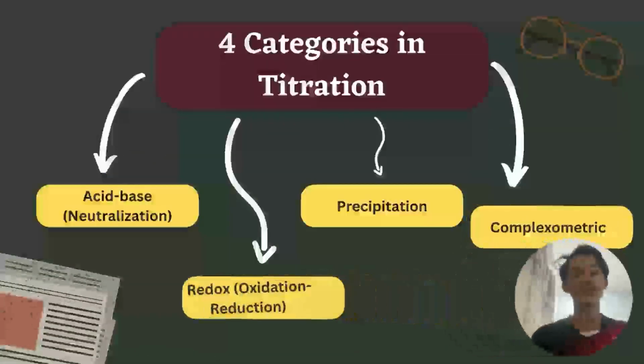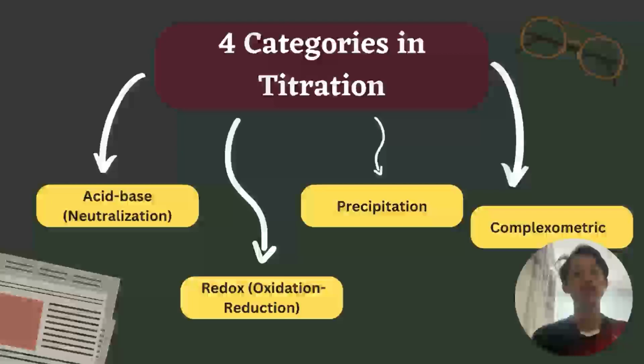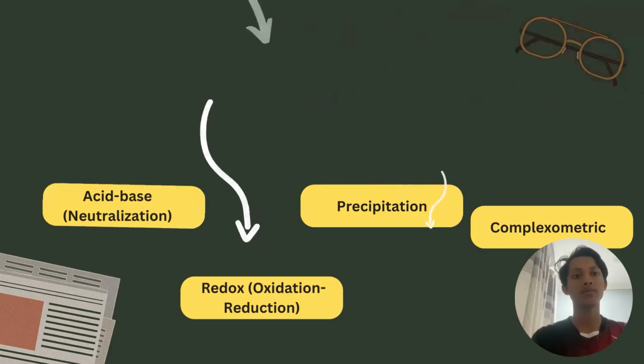There are 4 categories in titration. First is acid-base neutralization. Second, redox, oxidation reduction. Third, precipitation, and last, complexometry.